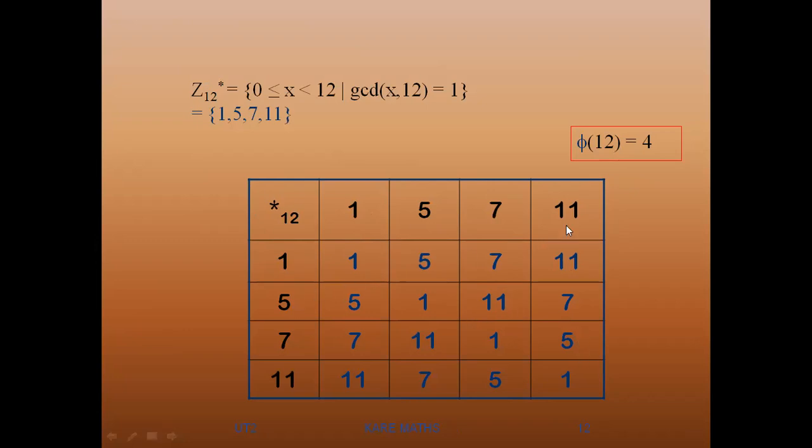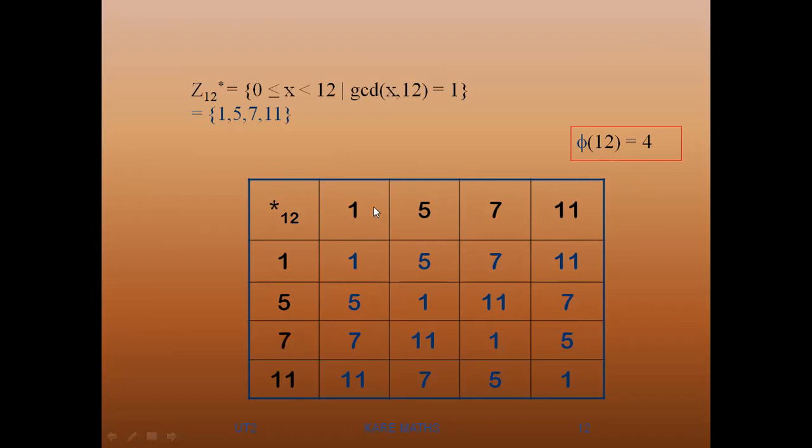Again, 5 times 11 is 55. Just divide by 12. 12 times 4 is 48, so the remainder is equal to 7.